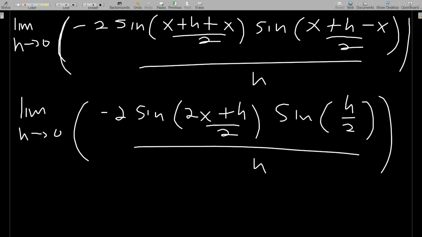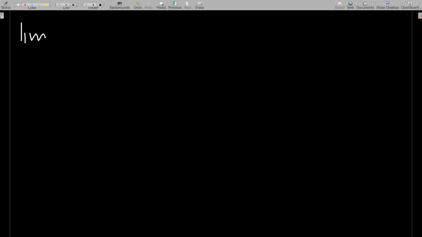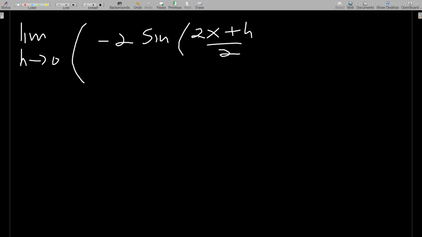Now, if you remember, we said that for very small angles, sine of theta is approximately equal to theta. So it means sine of h over 2 will be equal to h over 2 for a very small angle, because h is approaching 0, so h is very small. I hope you get this. So it means that we'll have something like this: the limit as h approaches 0 of minus 2 sine of (2x plus h) over 2 times h over 2, all divided by h.